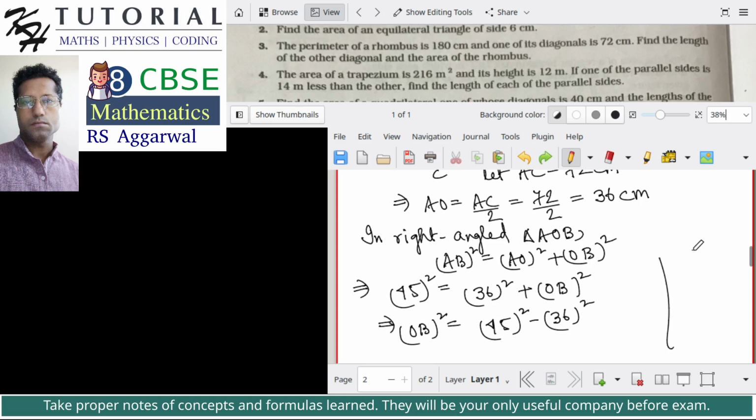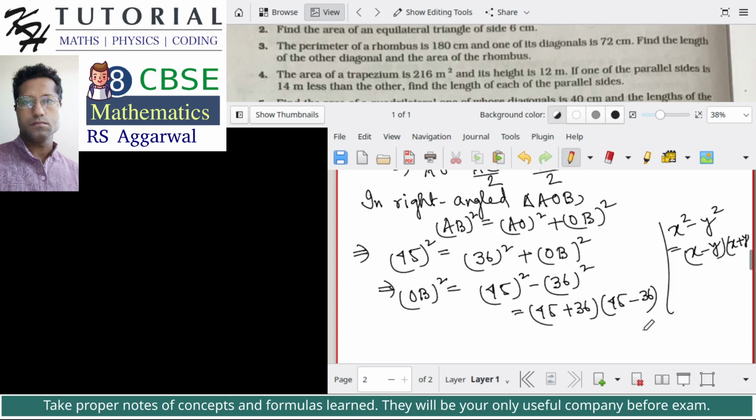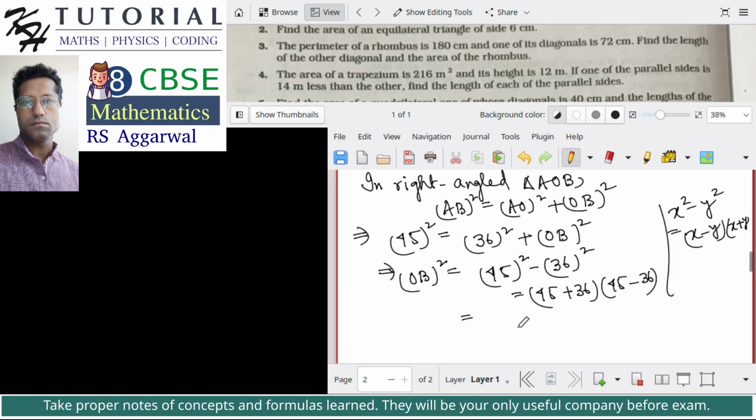There is an algebraic identity you have already learned in the chapter of algebraic identities and expressions, that a square minus b square, that is x square minus y square, is x minus y multiplied by x plus y. So this will be 45 plus 36 multiplied by 45 minus 36. This is equal to 81 multiplied by 9.